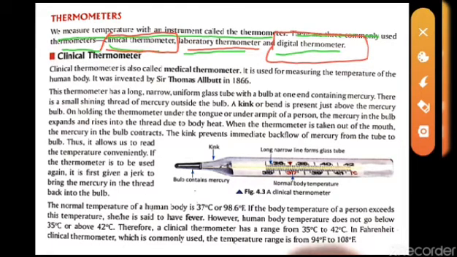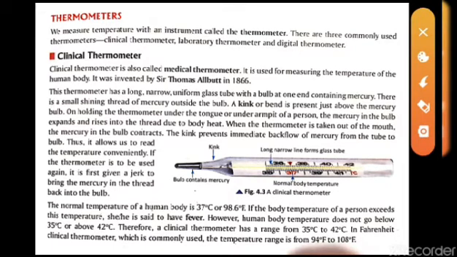So what does digital mean? Digital means we can say the upgraded one, the new version, or maybe the one showing a numeric reading. We are just assuming over here; after that we will read that digital is the upgraded version of the clinical and the laboratory thermometer. So let's start with our new topic, the clinical thermometer.